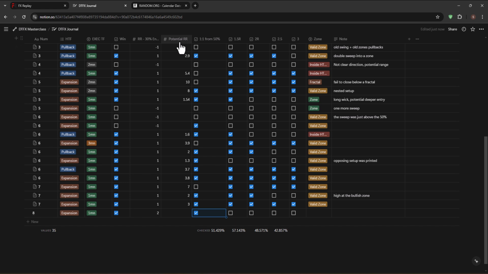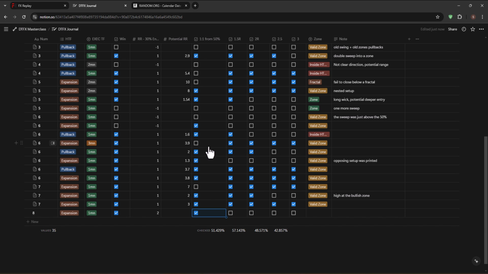For example, let's say all of these trades, 70% of them hit 3R. 70% of 10 trades, so that's 7 winners, and they all went to 3R.